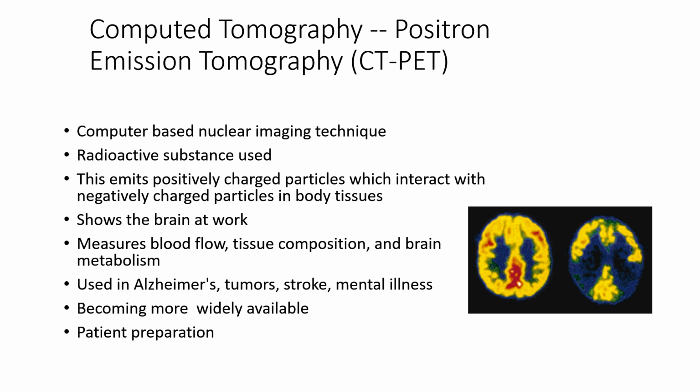In these pictures, the red and yellow areas are the most active areas. These are the areas where the radioactivity and the glucose have sort of teamed up and is showing the brain using that tissue effectively.